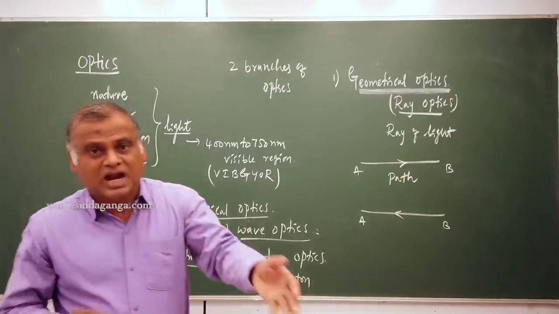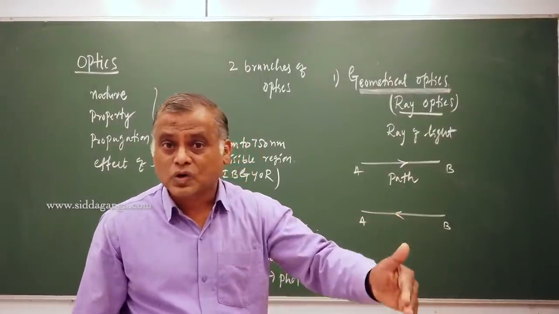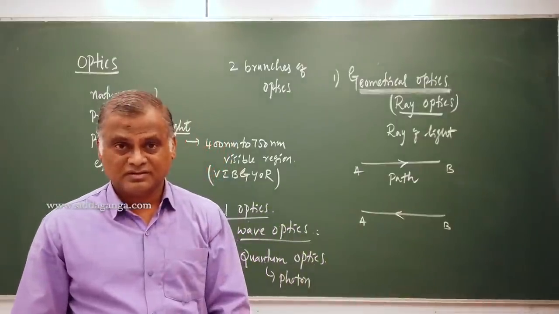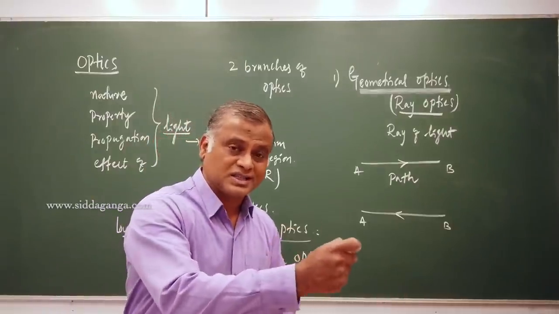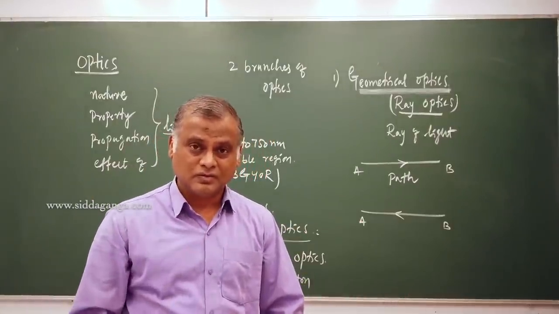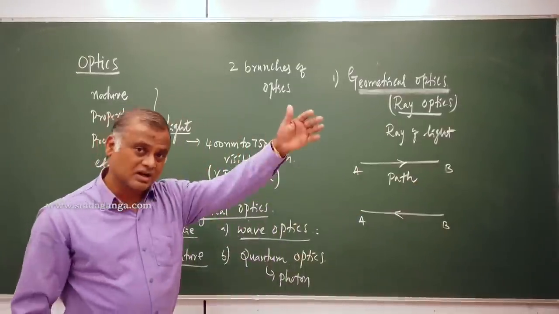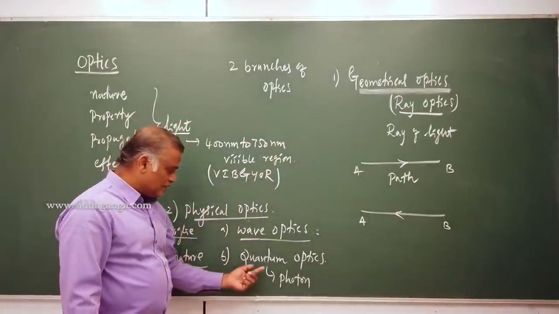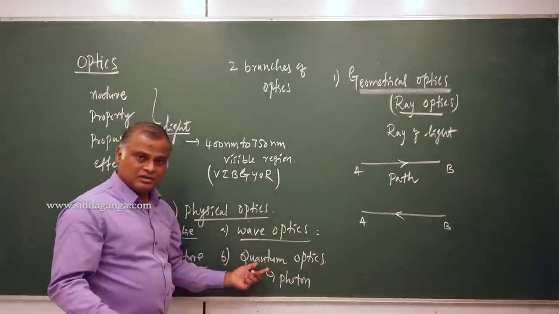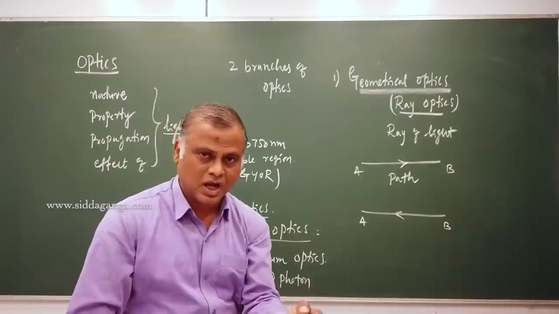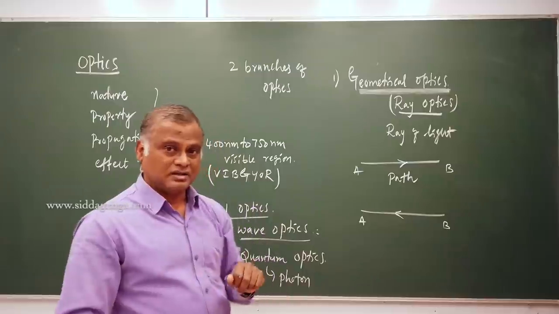But when it interacts with matter, when light falls on certain photosensitive surfaces, for example photosensitive alkali metals, what happens? There is something called the photoelectric effect. You will study that in coming classes. Here, when light interacts with matter, the light energy is absorbed or emitted from the surface where it is incident.